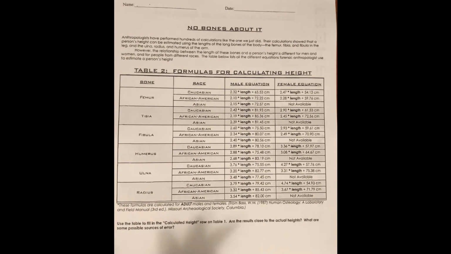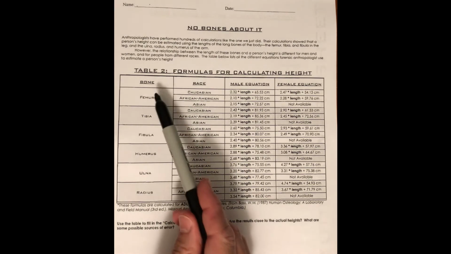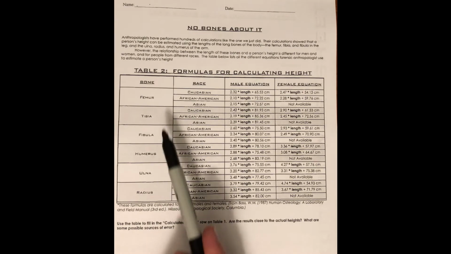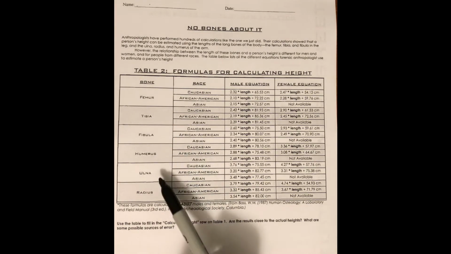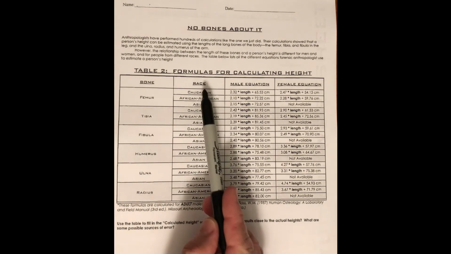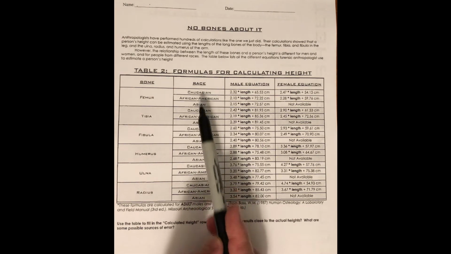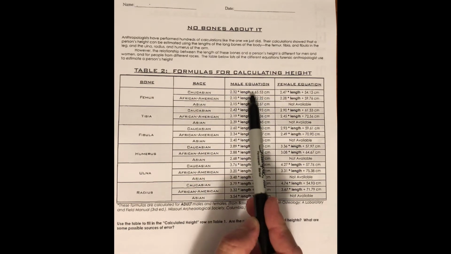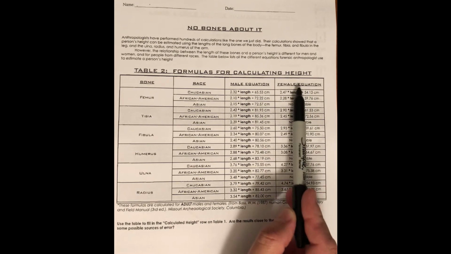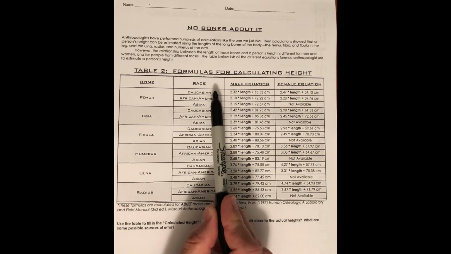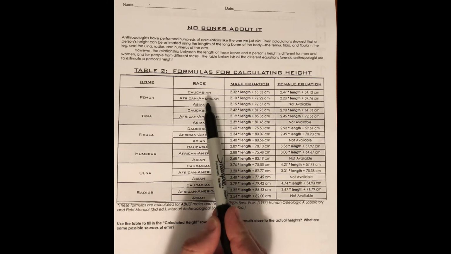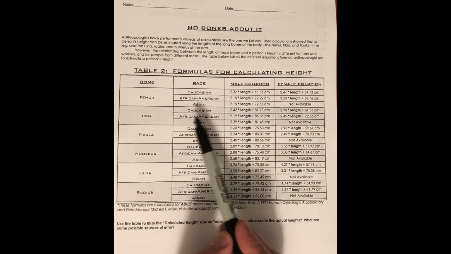This is going to be the key piece of information. It's the data table that includes all of the different equations you're going to use to determine how tall they are. These are a list of bones that you might have found: femur, tibia, fibula, humerus, ulna, and radius. Here are the races of the people that you might possibly have found. And there's a different equation for males versus females. Now you'll notice that there's only information on Caucasian, African American, and Asian males. There's no information on female Asians or Hispanics.